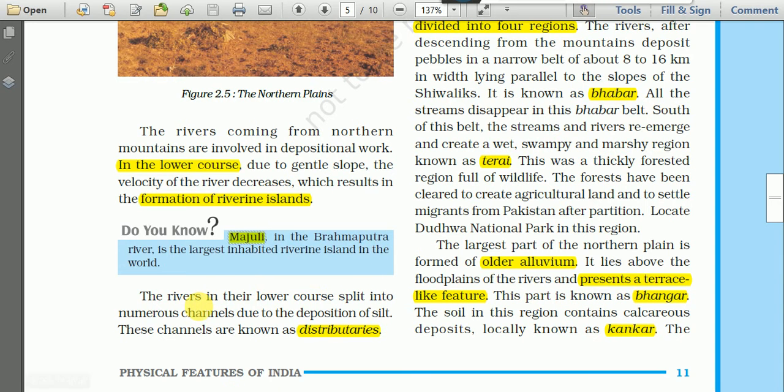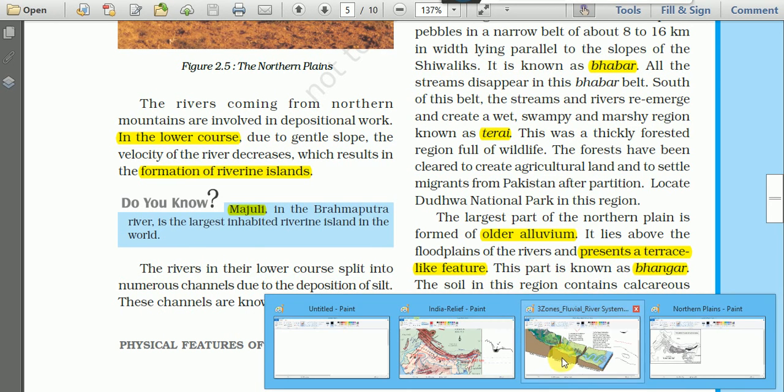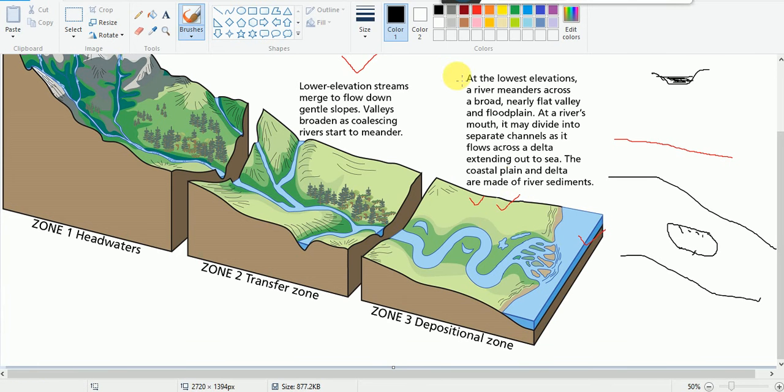And the rivers in their lower course split into numerous channels due to deposition of silt, and these channels are known as distributaries. Again we have to see this diagram. The river here in the lower course forms these distributaries. See here, this is the main channel, and here so many streams are braided like this.